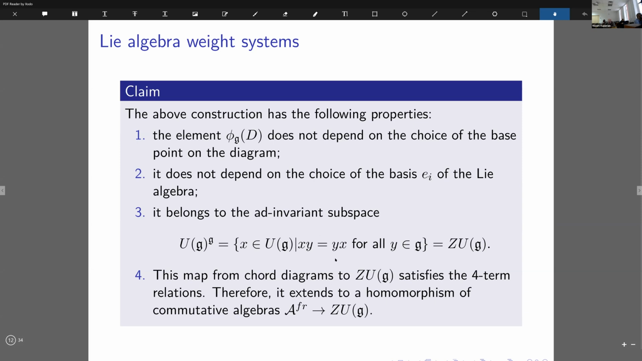Sorry for interrupting. Yes, it's not a homomorphism of Hopf algebras. It's just a morphism of commutative algebras.